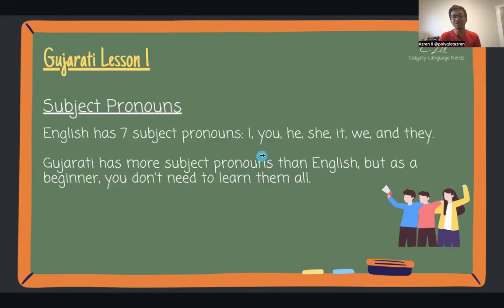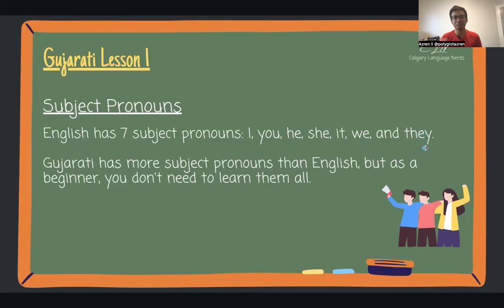Now, subject pronouns. English has 7 of them. I, you, he, she, it, we, and they. These are all words that can be replaced by a person's name. These are all people words, essentially. These are very important because you can't really make sentences, it's very difficult. Most of the time, you can't make sentences without these words. Most sentences are going to have I, you, he, she, it, we, or they.